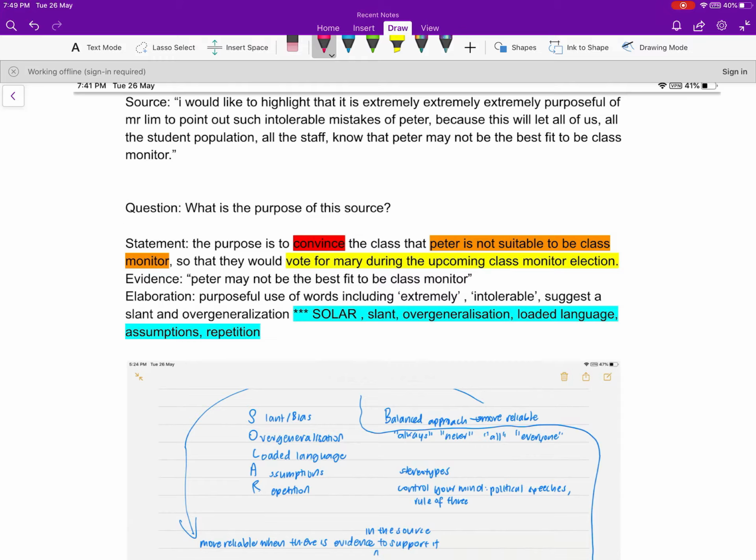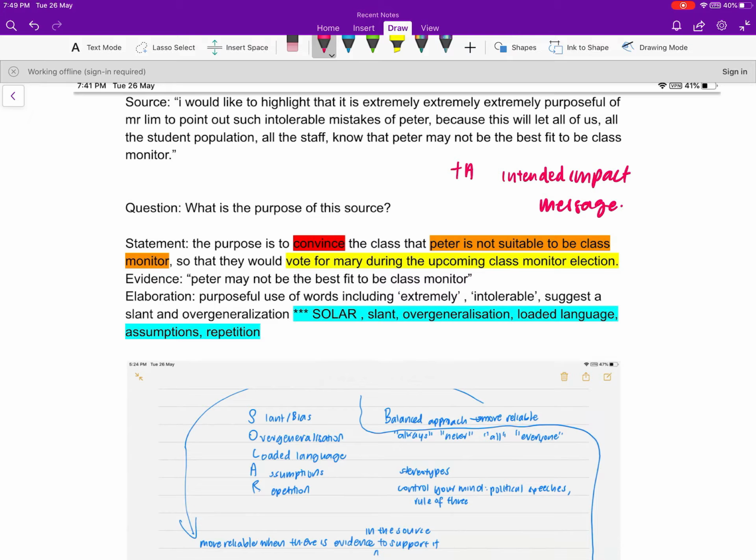So there are actually a few key things that you have to note for purpose questions, which is basically target audience, your intended impact, and your message.